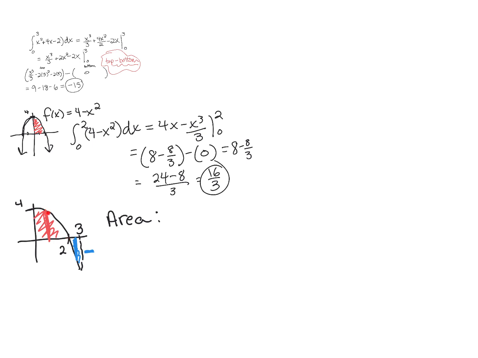0. So the top minus the bottom will be, for that first part, the integral from 0 to 2, the top is 4 minus x squared. The bottom is 0, so I'm going to say minus 0. I'm integrating with respect to x. Then I want to add the area that's blue, so I'm going to add from 2 to 3. What's the top? What's the y value here? 0. What's the y value of the bottom?